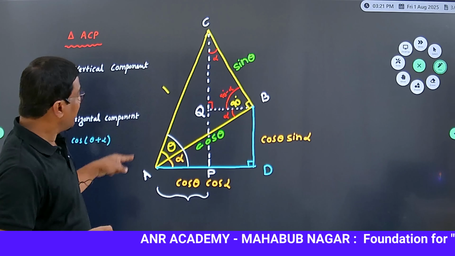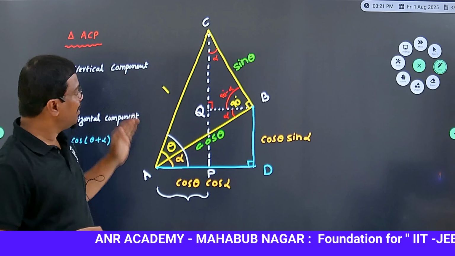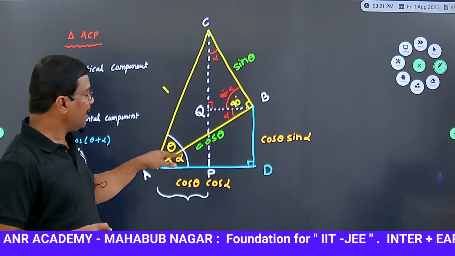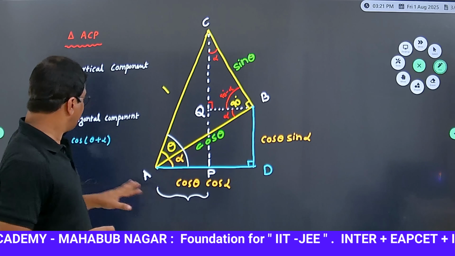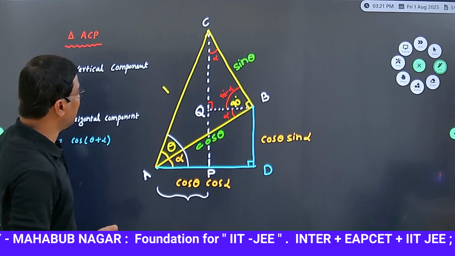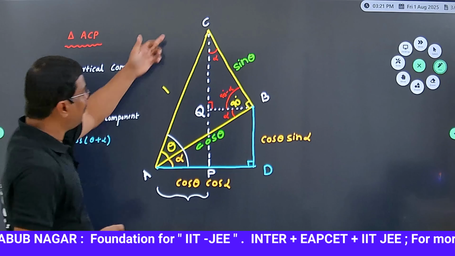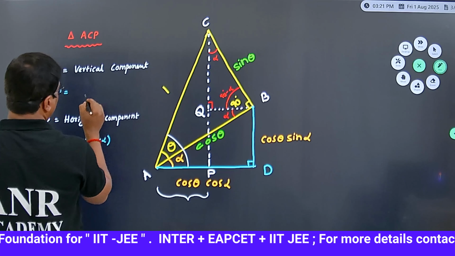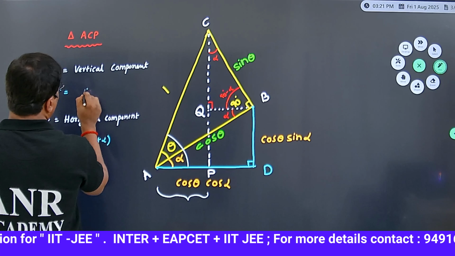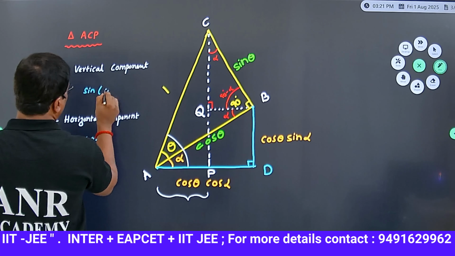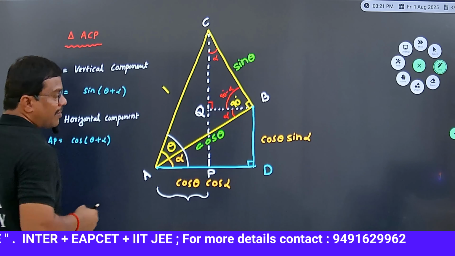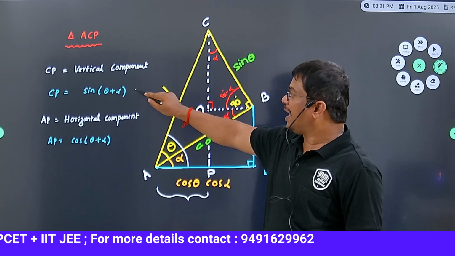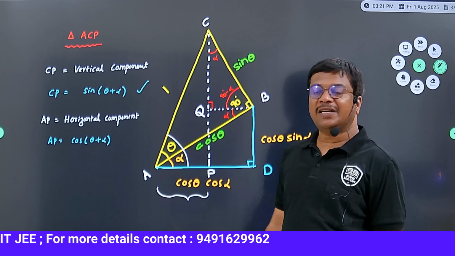Here from the triangle ACP or APC, AC is the hypotenuse, that is radius 1 unit, and the angle here is theta plus alpha, so the horizontal component is cos of theta plus alpha. Next, the vertical component CP, that is radius 1 unit, and the vertical component is denoted by sine of the angle, sine of theta plus alpha.